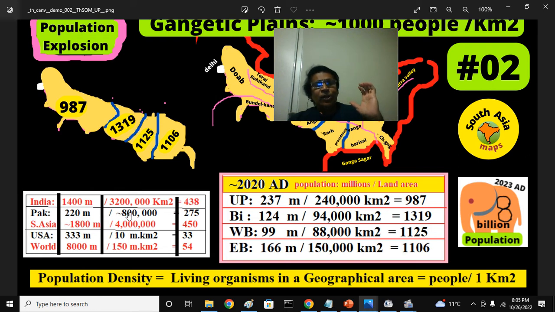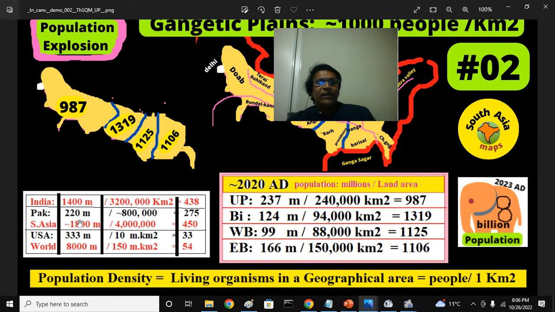Pakistan has 800,000 square kilometers, that is roughly 0.8 million square kilometers of land. It has 220 million people, that is roughly 275 people per square kilometer. South Asia, East Bengal, Bangladesh has 166 million people living in 150,000 square kilometers. Here is the 1,000 I am talking about. That is 0.15 million, and that comes to roughly 1,000 people.